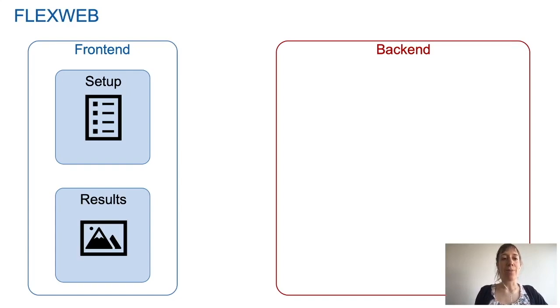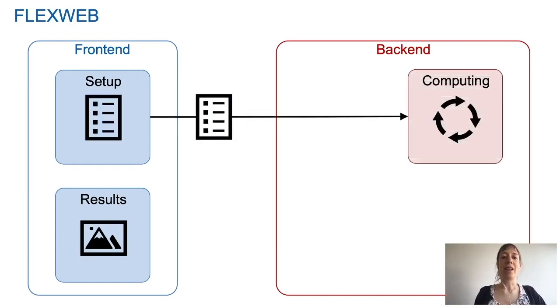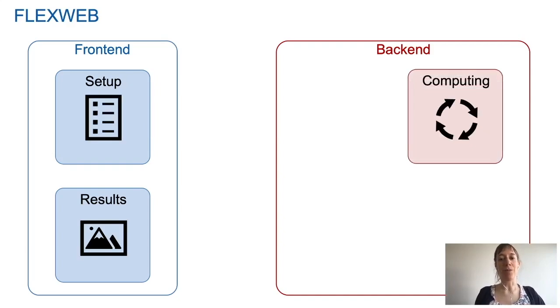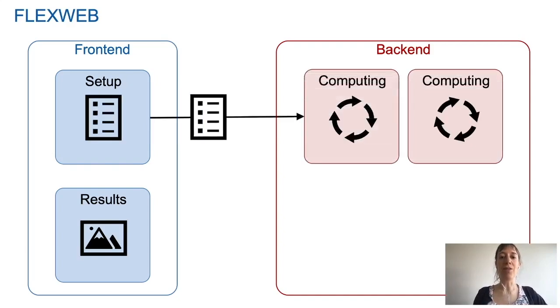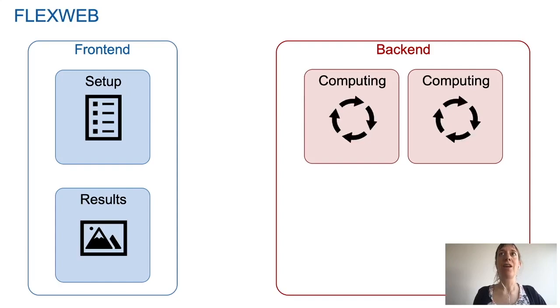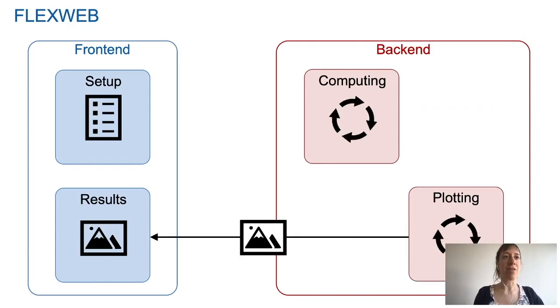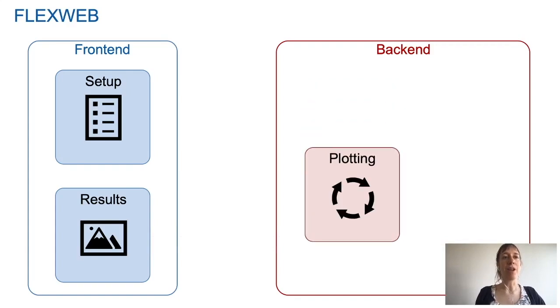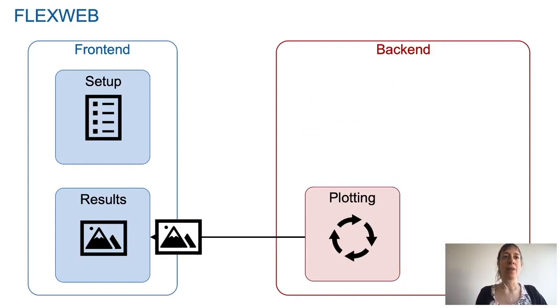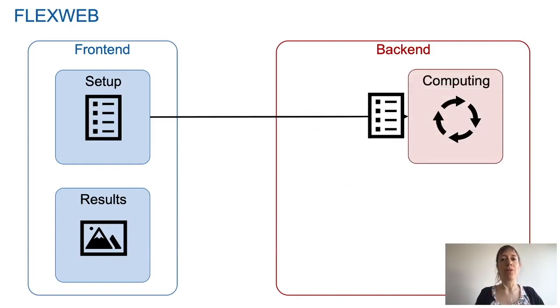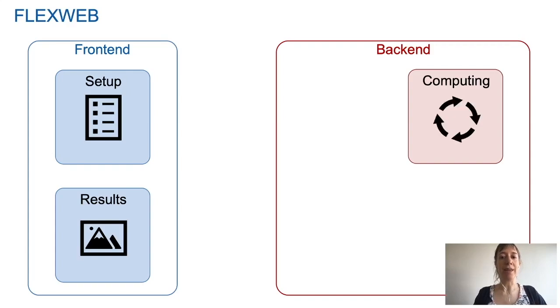And the way FLEXWEB is designed is shown here. So it consists of a front end and a back end. The front end communicates with the users, and the users can define their setup via the front end. Then the front end sends this setup to the back end, which does the computing, so it runs the FLEXPART simulation, and once the simulation is done, it plots the results and sends the results back to the front end, which then displays the results. And this is done in a way so that multiple users can run simulations at the same time.